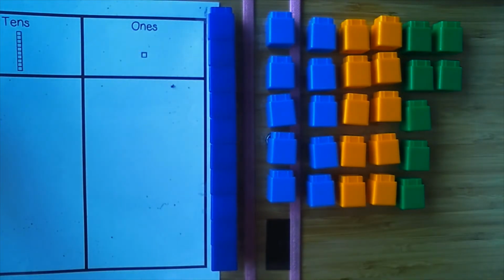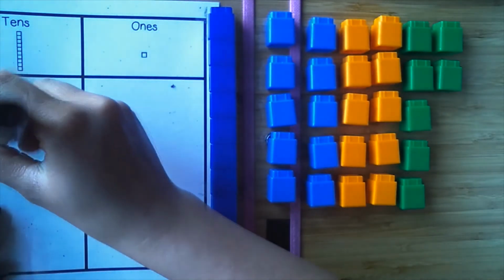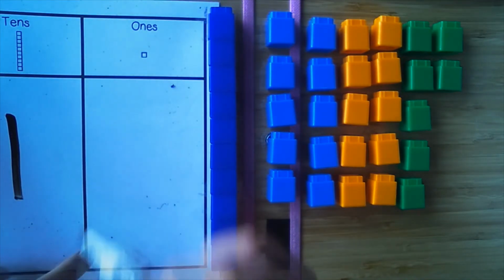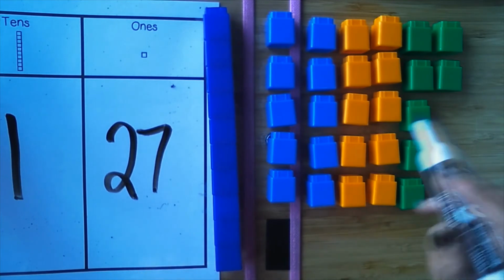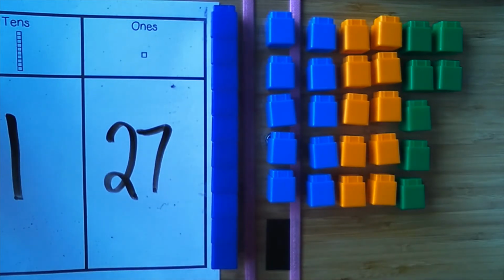Let's go ahead and write that down. If we were only to have 1 ten, we would have 27 ones. 1 ten and 27 ones is still 37. It has the same value as 37. Now, I want you to go ahead and pause here again and explain to a friend or family member how you know that 1 ten and 27 ones is the same thing as 37.